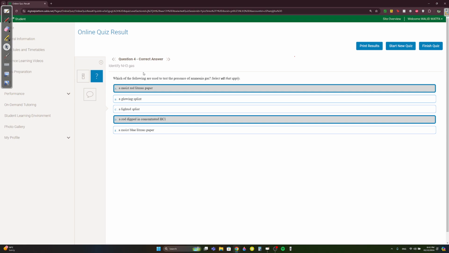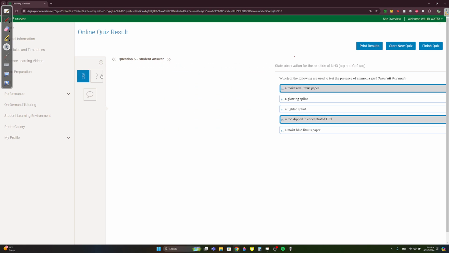If you do know why, please put it in the comments. Do you use a blue litmus paper? People will choose E. Obviously, E is wrong because you're not gonna use a blue paper to test for ammonia. Ammonia will change from red to blue, so you're gonna need a red one to test.